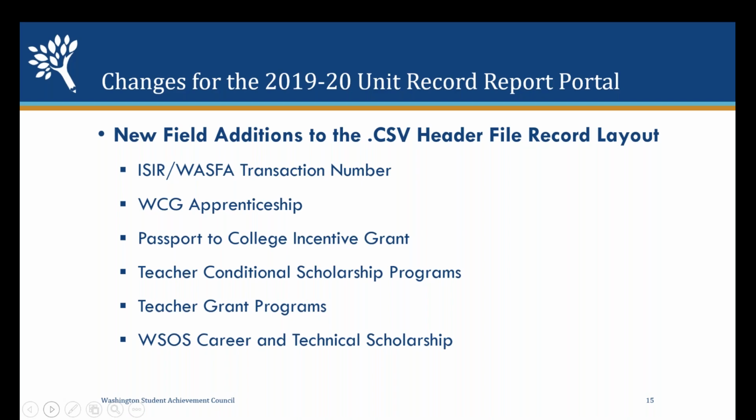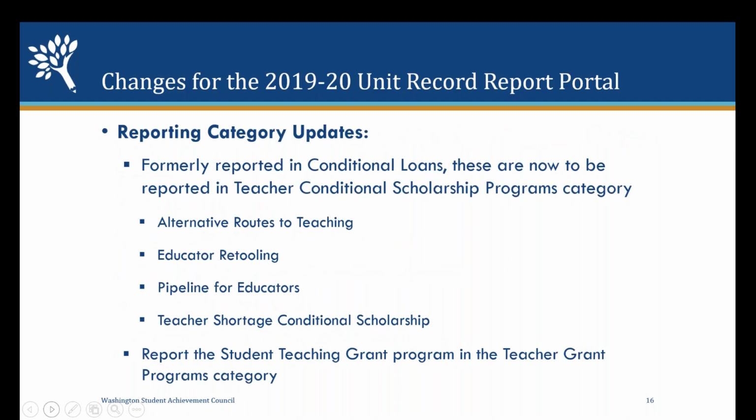A new addition is the WCG Apprenticeship Program. The Passport to College Incentive Grant. In the past, the Incentive Grant and the Incentive Scholarship have been reported separately. The Teacher Conditional Scholarship Programs, Teacher Grant Programs, and the WSOS Career and Technical Scholarship. These are all new for the 2019-20 unit record. Reporting category updates.